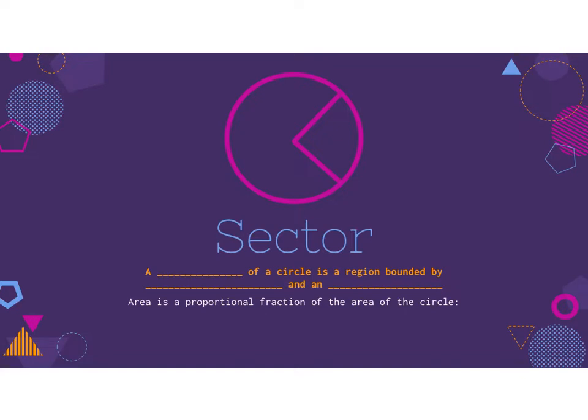Now let's look at a sector. A sector of a circle is a region bounded by two radii and an arc. The area of a sector is proportional to the fraction of the area of the circle. So let's just look at this example. This is my sector, and it's kind of like a slice of pizza. We want to figure out what fraction of the pizza we have. We're going to use this to figure out that fraction of our circle.